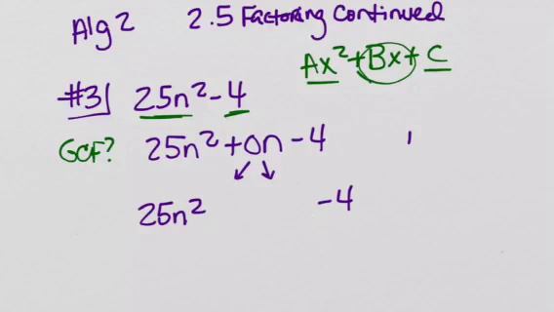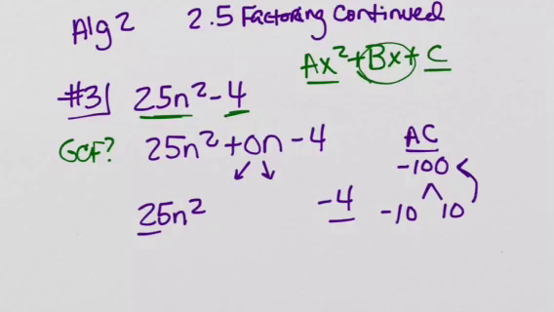Okay, so the AC process, I need to multiply A times C, so that's going to be 25 times negative 4. I'm going to get negative 100. And I need factors of negative 100 that add up to be 0. Well, this is nice because I know that 100 is 10 times 10. If I make one of them negative, negative 10 times 10 is negative 100. Okay, so it works this direction, but then when I add them up, they equal 0. So that's going to work there.